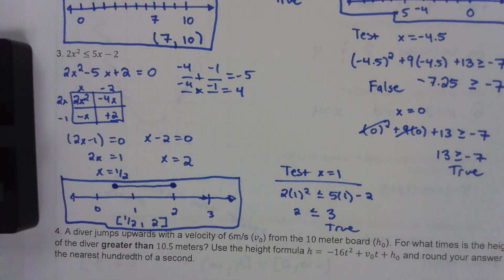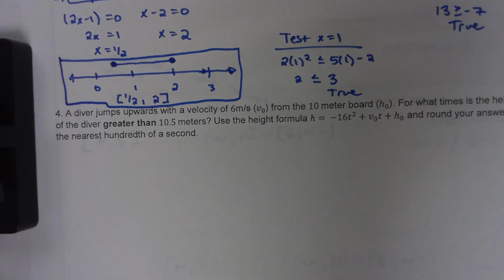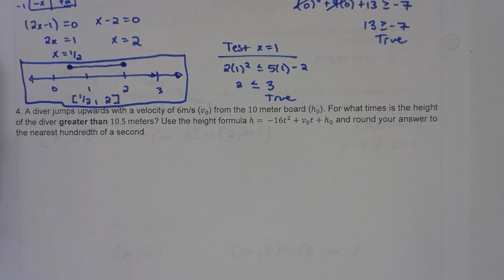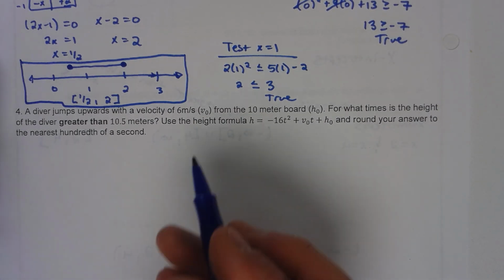All right, I want to do this word problem. It is set up a little bit differently than anything we typically see in here. And then maybe I have you do the solving as well, or we can do that too. All right, so a diver jumps upwards with a velocity of 6 meters per second.